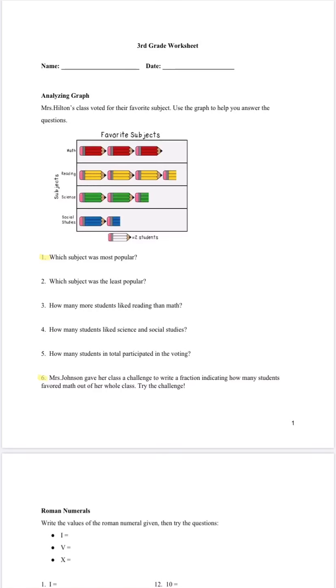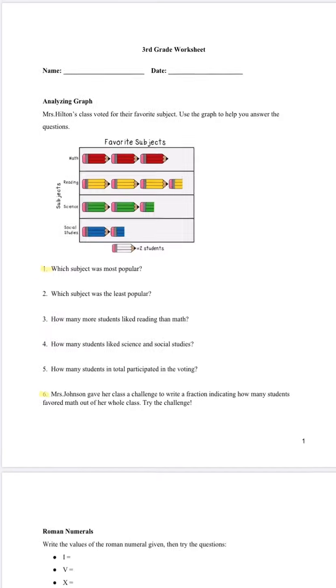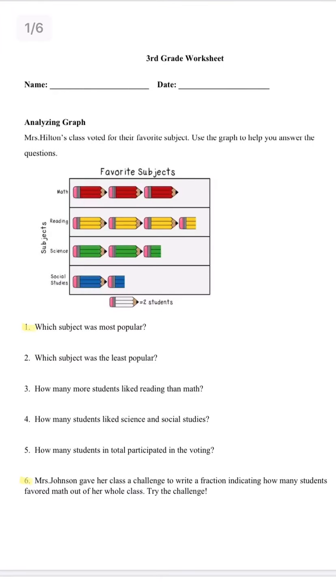Hey guys, this is our last lesson, and let's go ahead and get started with analyzing graphs. So here it says, Mrs. Hilton's class voted for their favorite subject. Use the graph to help you answer the questions. Okay, so there's math, reading, science, and social studies. And one whole pencil represents 2 students.